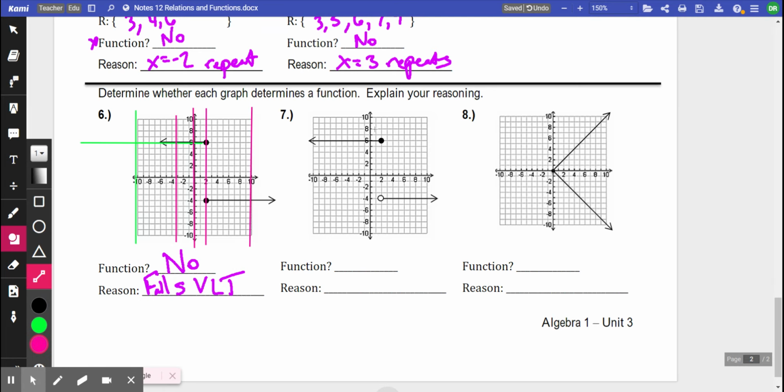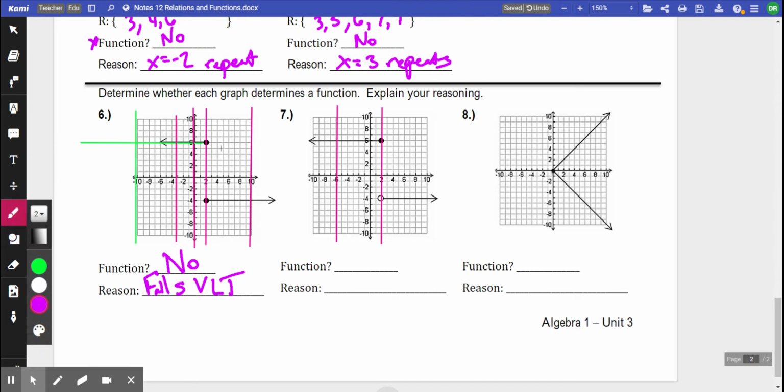For the next one, it's basically the same graph. If I draw in a vertical line anywhere else, it's only going to touch once. The only time that it might touch twice is when x is 2. Now, the difference between this graph and the previous graph is that the previous one was a closed-end circle, which means it's an included point. This open circle means it's not actually there. So this point's not actually here. It's showing us that we're getting as close to this point as possible, but it's not actually included.